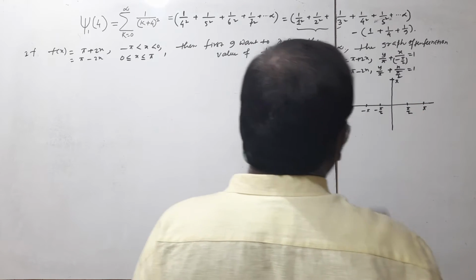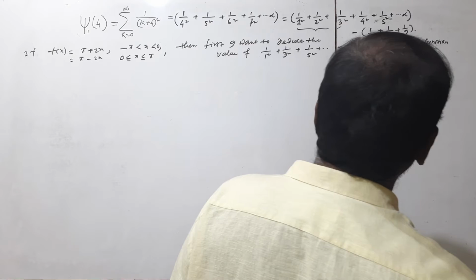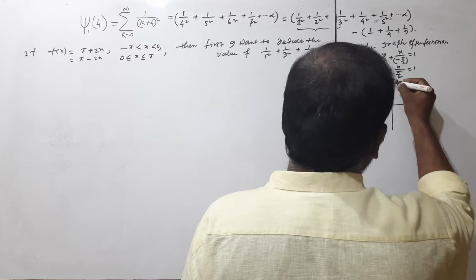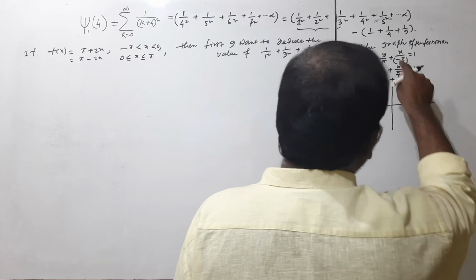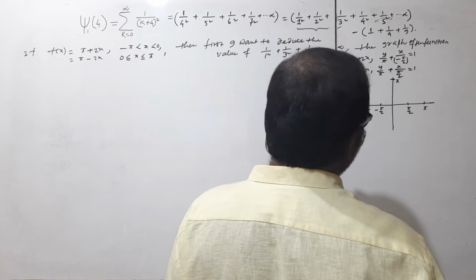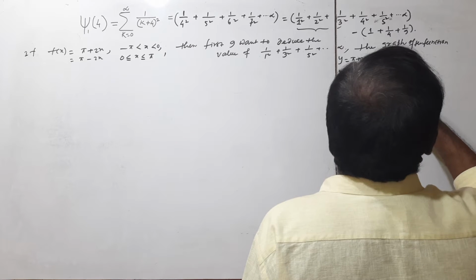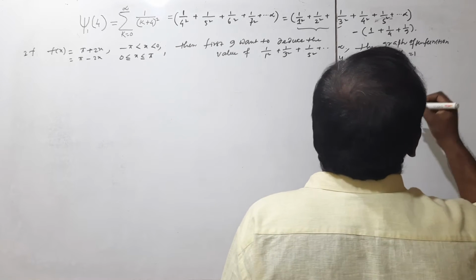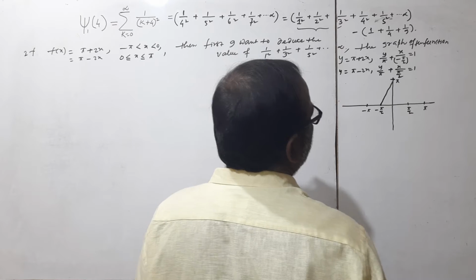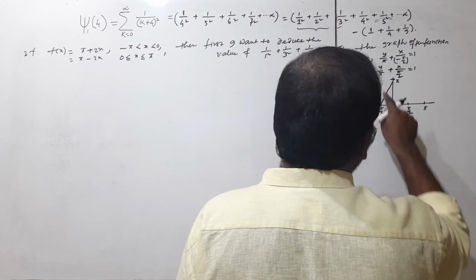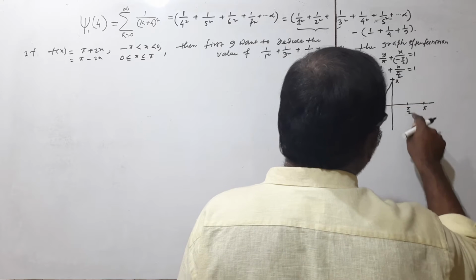For this line, the positive intercept of y is pi, and its negative intercept is minus pi by 2. Then for the second line, the positive intercept is pi, and the intercept on x is pi by 2.